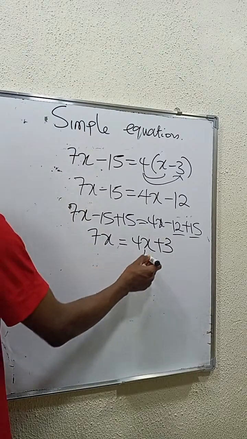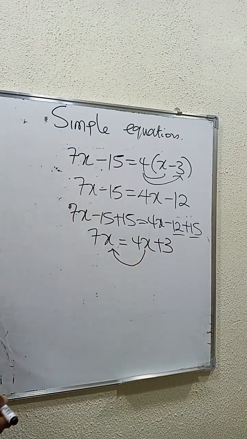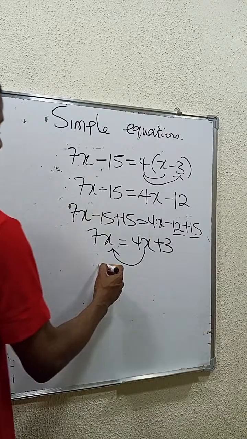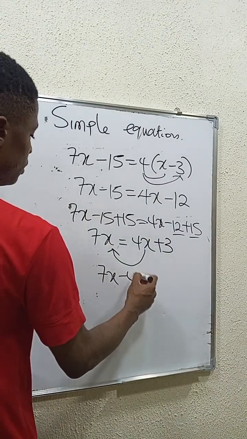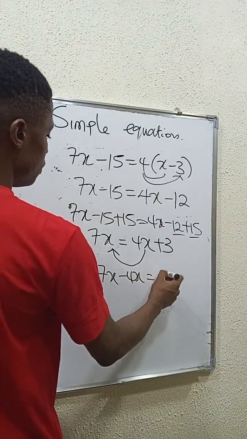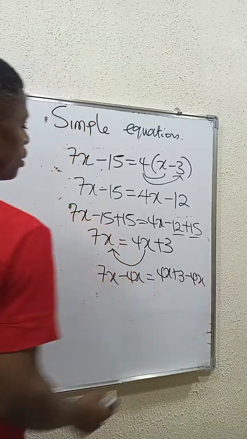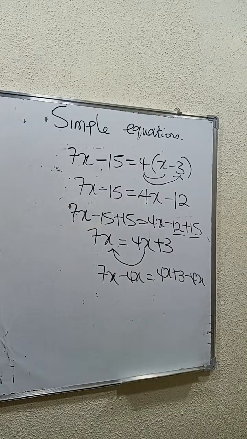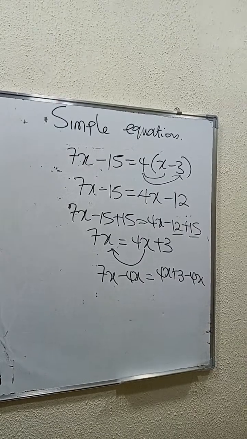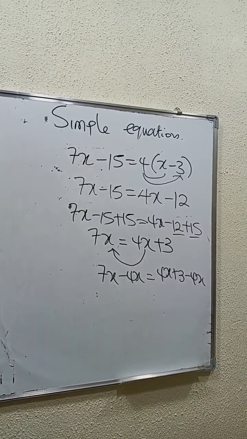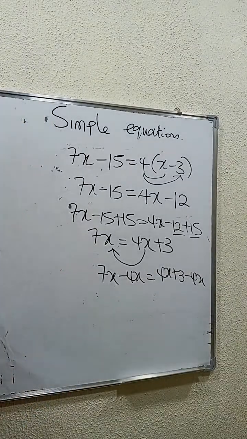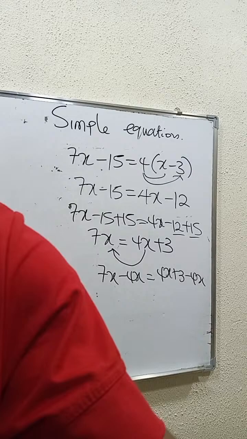So the next thing is to subtract 4x from both sides. And that will give you 7x minus 4x is equals to 4x plus 3 minus 4x. Okay? The reason why we're subtracting this from both sides is just to collect like terms. So if you have that, what is 7x minus 4x?